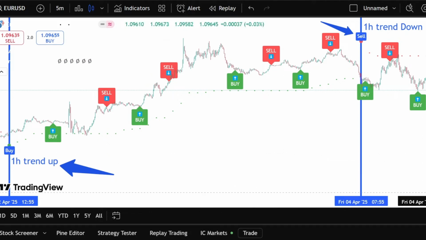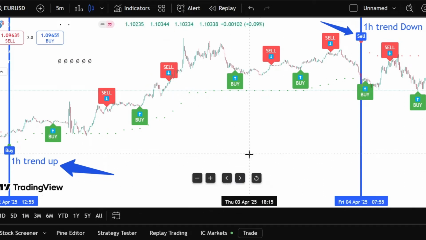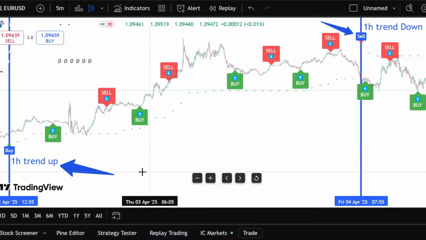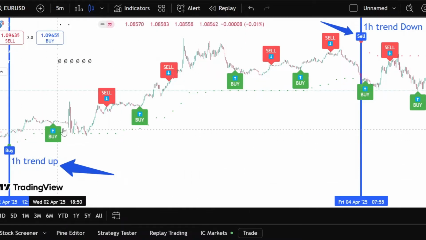Welcome to this quick tutorial on how I trade EURUSD using the ZeenAlgo indicator on the 5-minute chart. In this strategy, I use the 1-hour trend direction for confirmation and I only take trades in the same direction as that trend. Let's go over 4 trades I took, step by step.